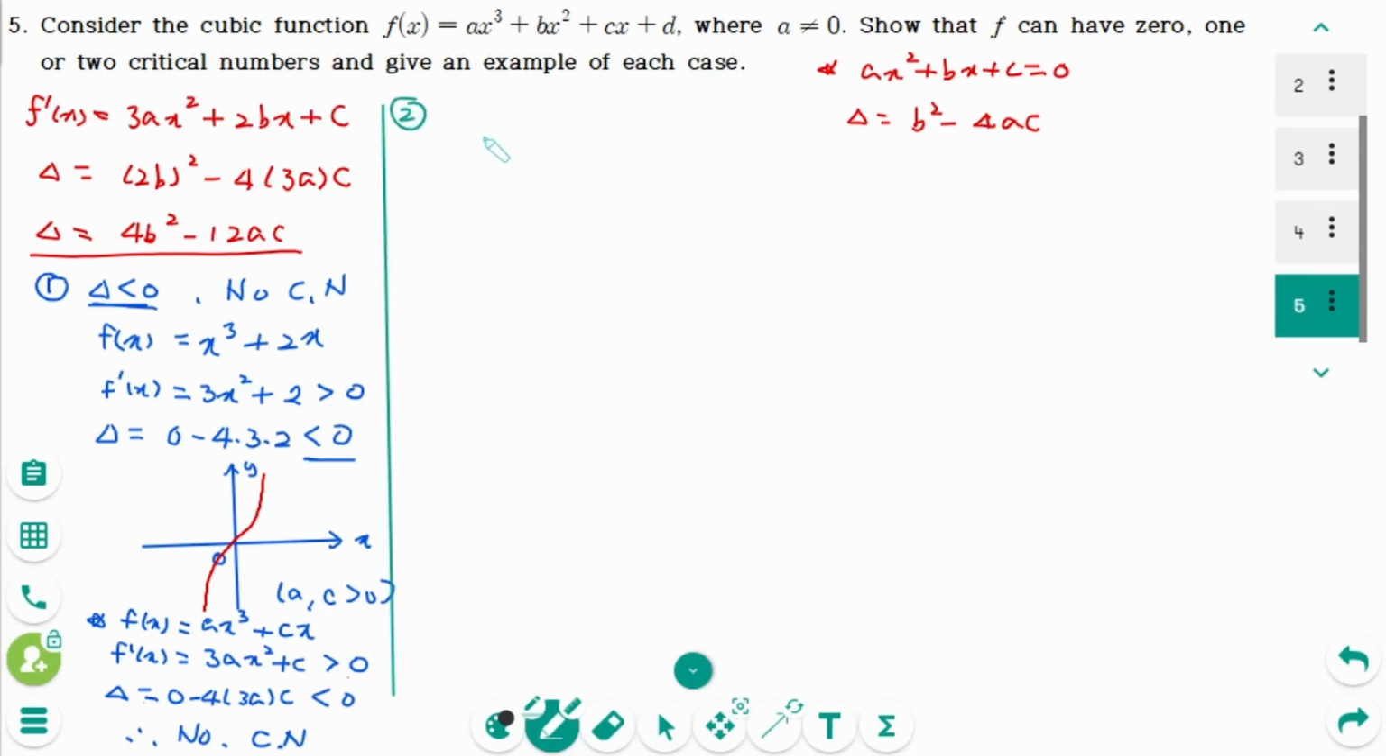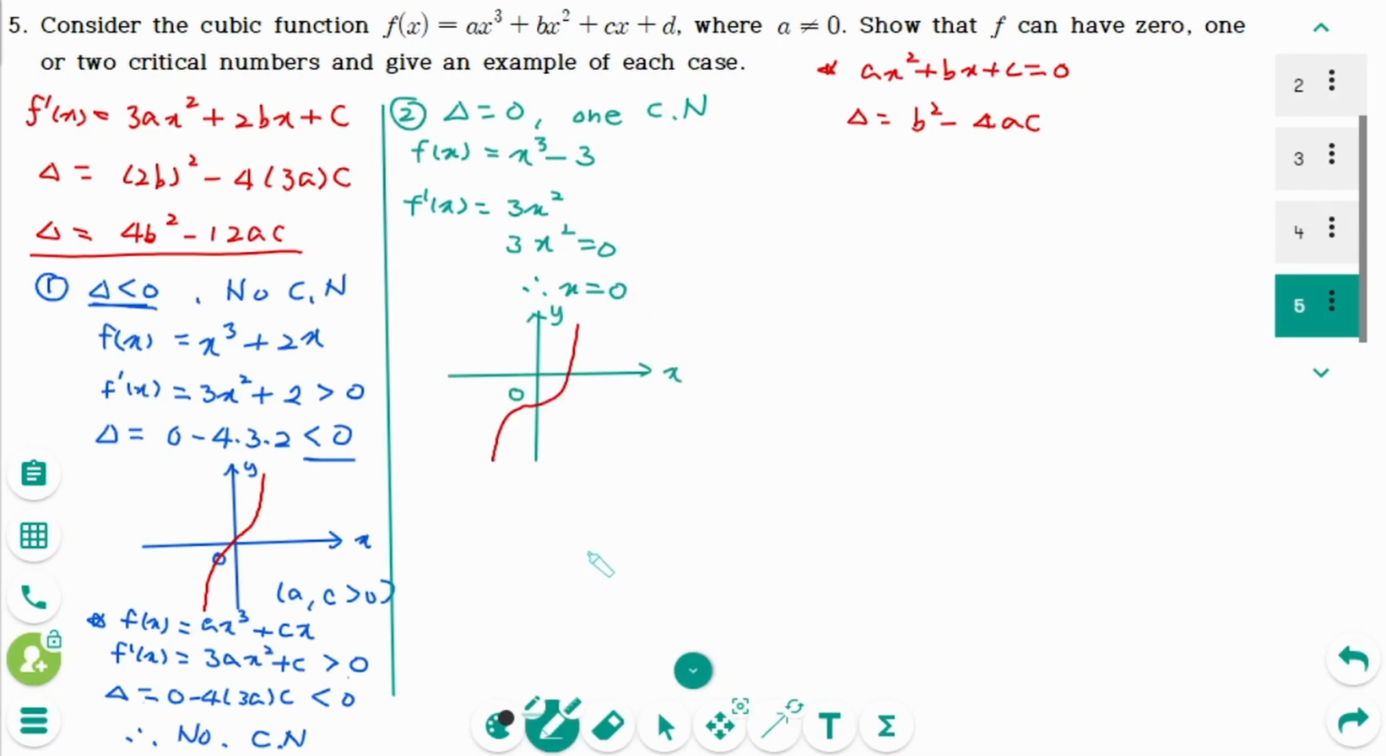Case 2, the discriminant is 0. That means there is one critical number. If f of x equals x cubed minus 3, then f prime of x equals 3x squared. Then 3x squared equals 0 when x equals 0. The graph is like this. In here, f prime of 0 equals 0.